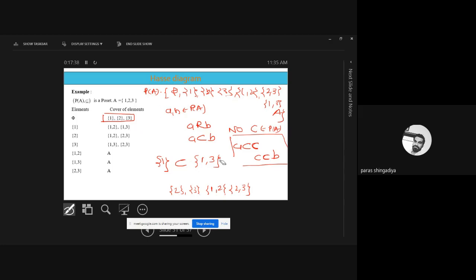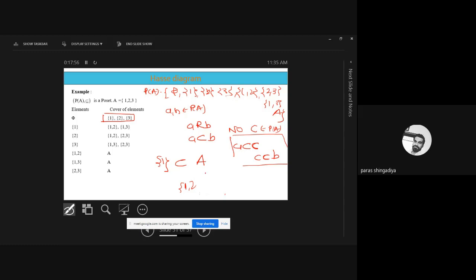Okay, and after {1,3}, there is A itself. Okay, A itself will come, alright? {1} subset of A, that is correct. But in between {1} and A, we have {1,2}.